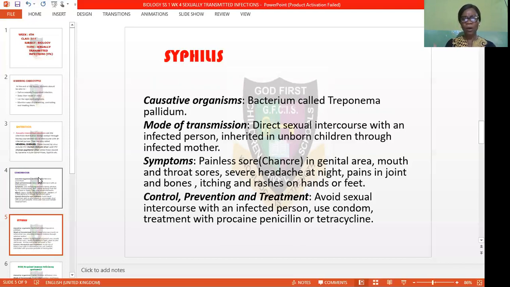Like I said earlier on, you might not know that somebody is carrying any of these diseases. So the best way to prevent the spread of sexually transmitted infection is to abstain, especially for your age, from any sexual activities with the opposite sex, either boy or a girl.